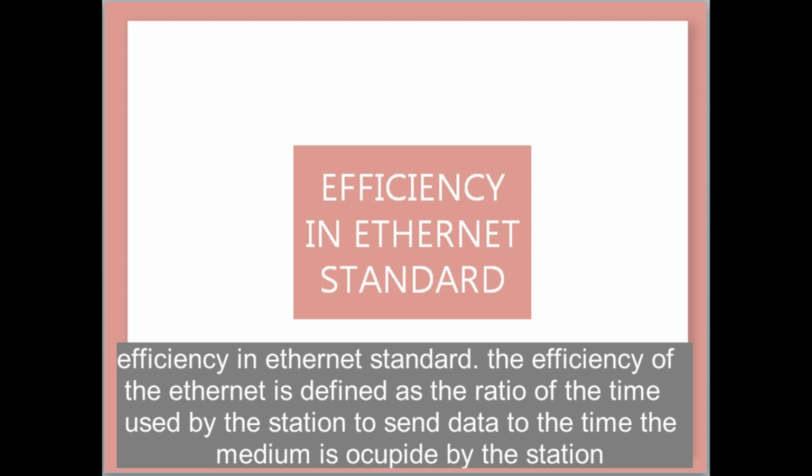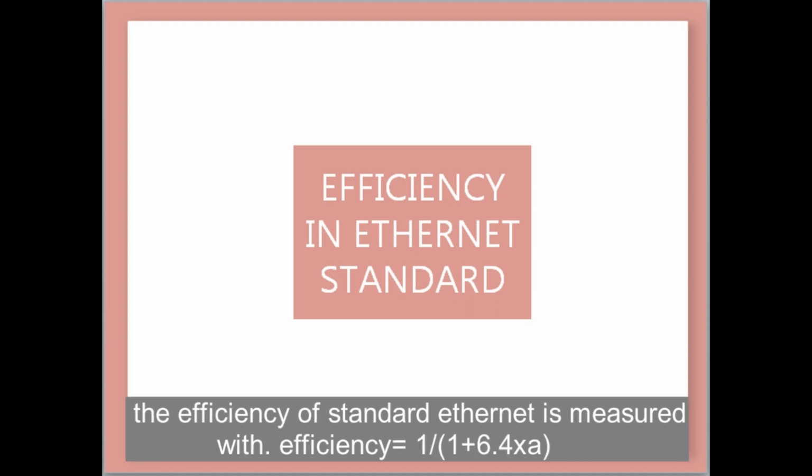Efficiency of standard Ethernet. The efficiency of the Ethernet is defined as the ratio of the time used by a station to send data to the time the medium is occupied by the station. The efficiency of standard Ethernet is measured with efficiency equal to 1 divided by 1 plus 6.4 multiplied by a.